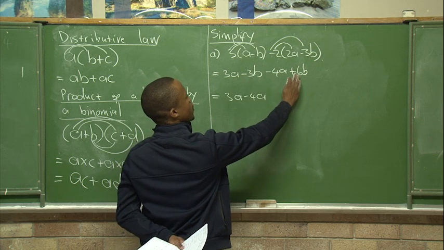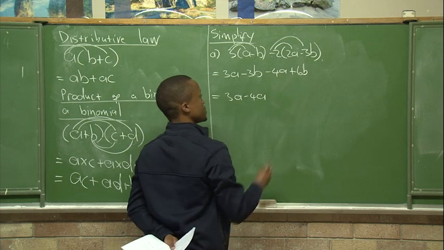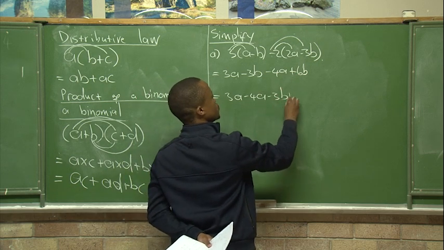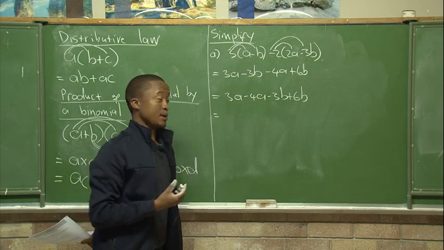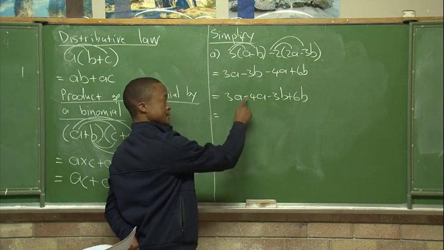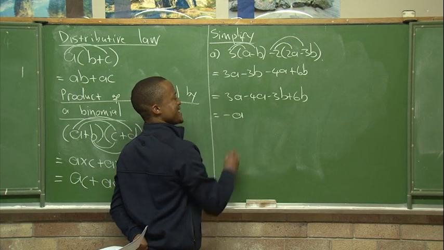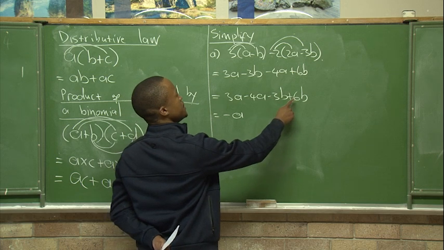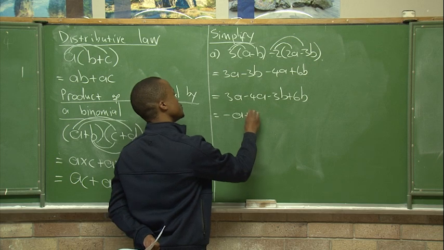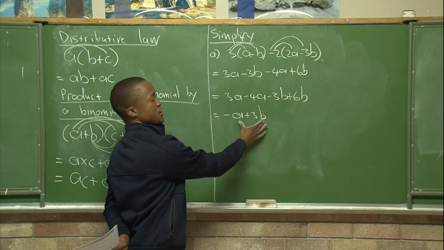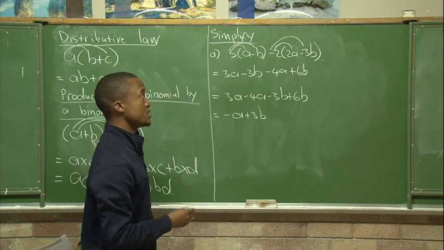3b has a like term of positive 6b. So negative 3b is the like term of positive 6b. So we group the two together. Now that we group them, we can then work with the numeric coefficients. So 3 minus 4 will give us negative 1. So we have negative 1a. Negative 3b plus 6b. So negative 3 plus 6 will give us positive 3. So then the positive 3b. And then we stop there, for the 2 that are left are not like terms, so they cannot be added or subtracted.